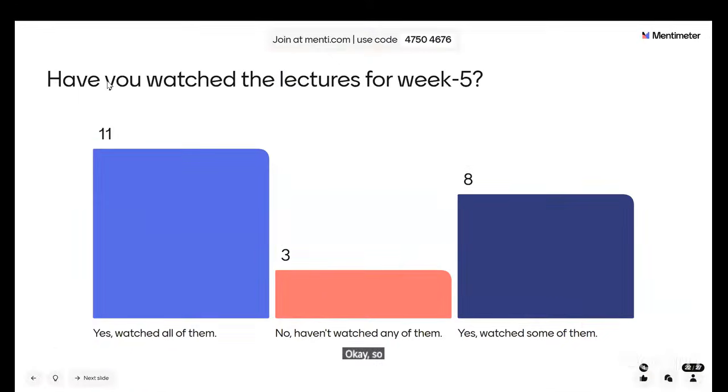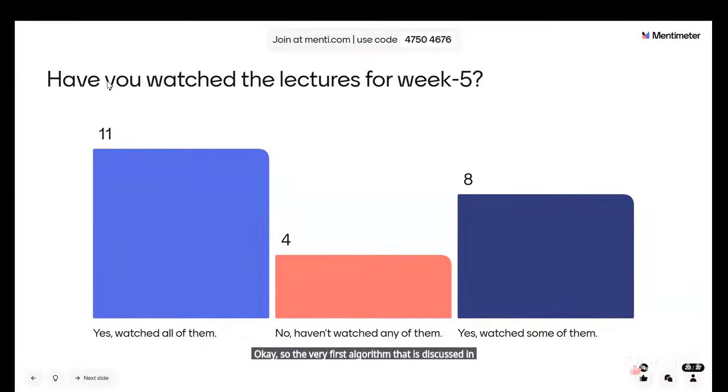Okay, so the very first algorithm that is discussed in week 5 is KNN, which is K nearest neighbors. So would anyone like to tell in brief what that is about? KNN is when we calculate the distances of the test data with the training data, and we sort the distances from the least to the most, and then we choose some of the distances, and then we give the label to the test data according to the majority of the labels in the number of distances we have taken.